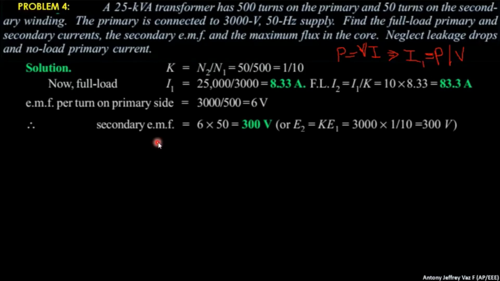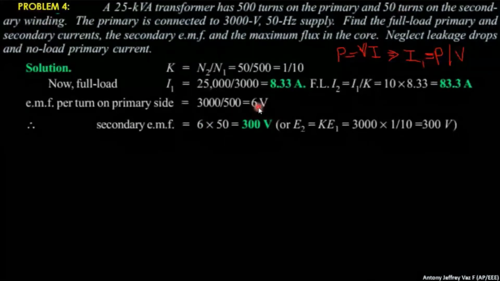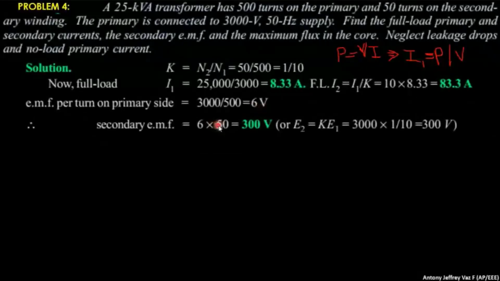Next, the secondary EMF is nothing but the turns, that is, the primary turn side. We will get 6 volt. So 6 into 50. If there are 50 turns, the total voltage coming here is 6 volt. So 6 into 50 will give you 300 volt.